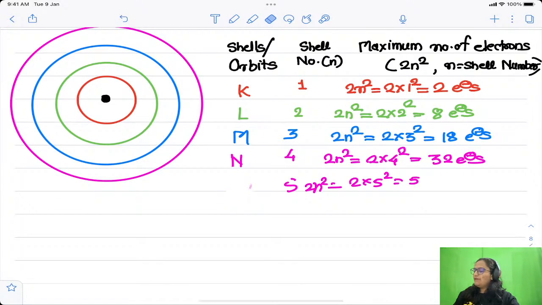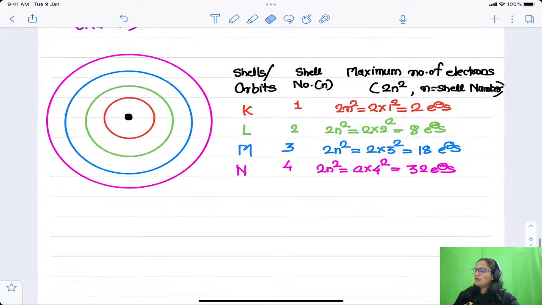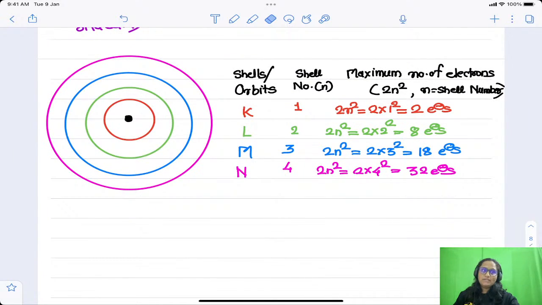So this is how we can find out 2n square, which is nothing but the maximum number of electrons that can be present in that shell by the formula 2n square, where n is the shell number, right? 2, 8, 18, 32 for K, L, M and N shell. Okay, do you understand this formula first of all? How to find out the maximum number of electrons? Take a screenshot of this page first of all, and then we'll see the next concept.